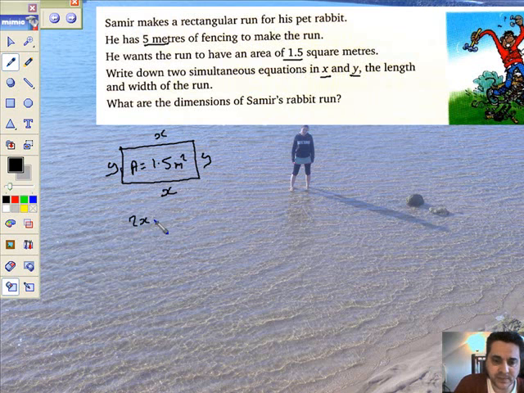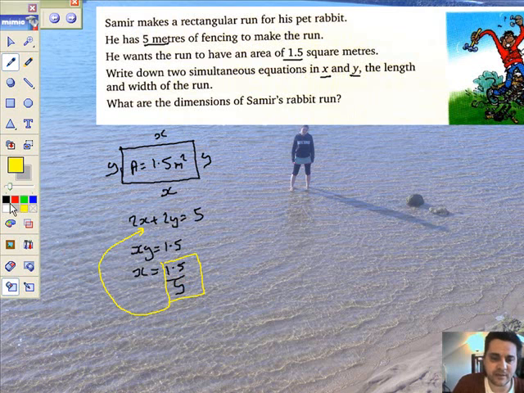So I know that 2 x's plus 2 y's make 5, and that's the perimeter sorted out. And I know that x times y makes 1.5 meters squared. So these are my simultaneous equations. I've got one linear and one of these, which you've not seen before. If I go for the bottom one, I've got x equals 1.5 over y. If I substitute this into the x portion of the linear equation up there, I should be able to get an equation with just y's in it, and then we'll take it from there.